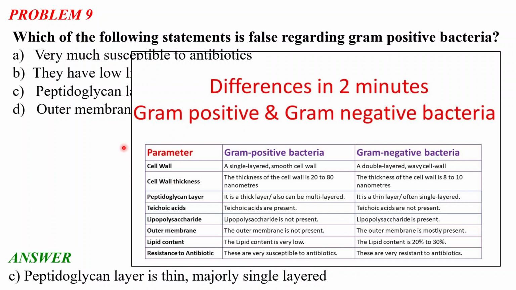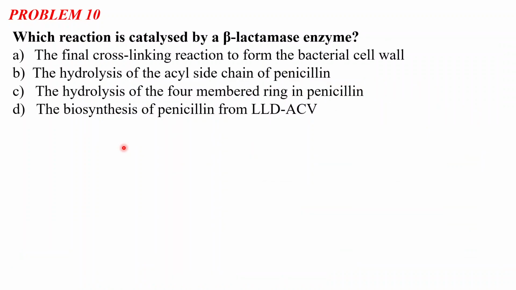So now I will move toward the next problem. Problem number 10 says, which reaction is catalyzed by beta lactamase enzyme? The options are: number A, the final cross-linking reaction for the bacterial cell wall. Number B, hydrolysis of the acyl side chain of penicillin. Number C, hydrolysis of the four-member ring in penicillin. And number D, the biosynthesis of penicillin from LLD ACV.